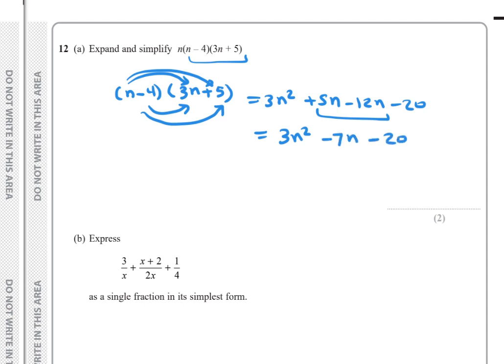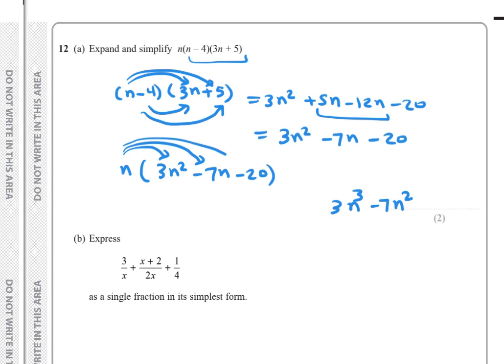Now multiply by n. n times (3n squared minus 7n minus 20) equals n times 3n squared, 3n to the power 3. n times negative 7n, so negative 7n squared. n times negative 20, negative 20n.